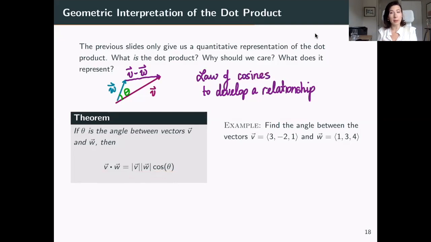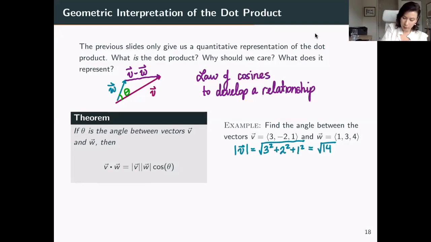Let's put this theorem into practice. Here we're given two vectors, v and w, that are both in three-dimensional space. We can use this theorem to find the angle between them, as is stated in the problem. In order to do that, we are going to need the magnitudes of each of those vectors. So we would have that the magnitude of vector v is going to be the square root of 3 squared plus 2 squared plus 1 squared, which after simplifying will give me the square root of 14.